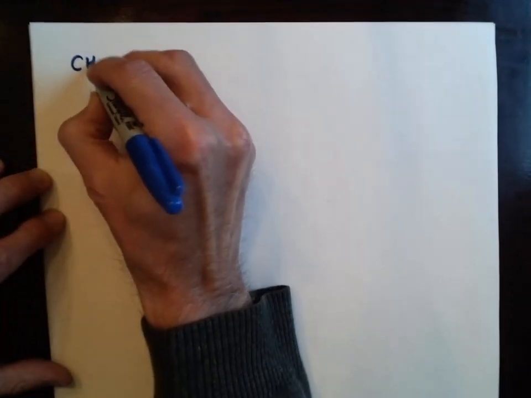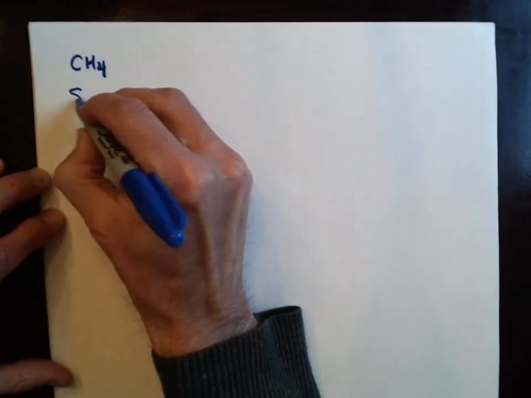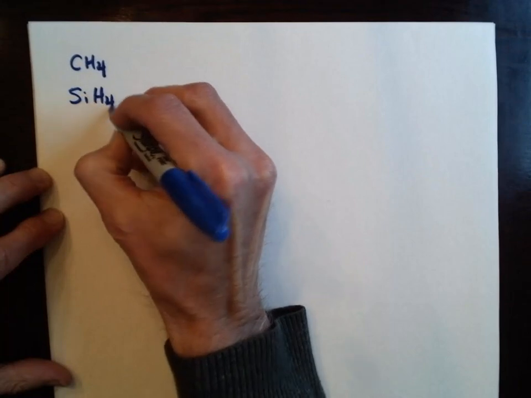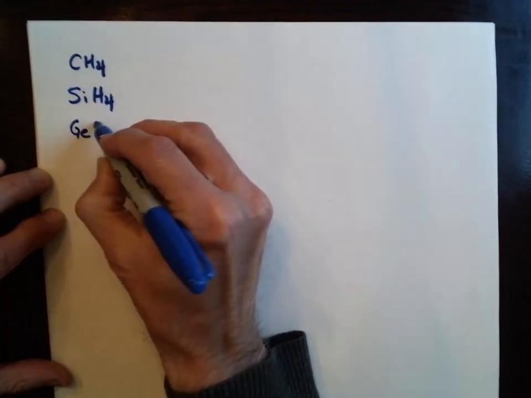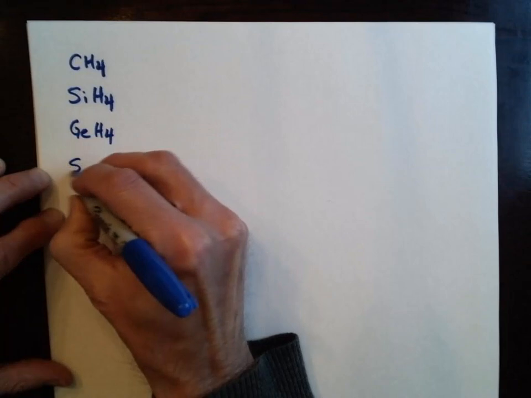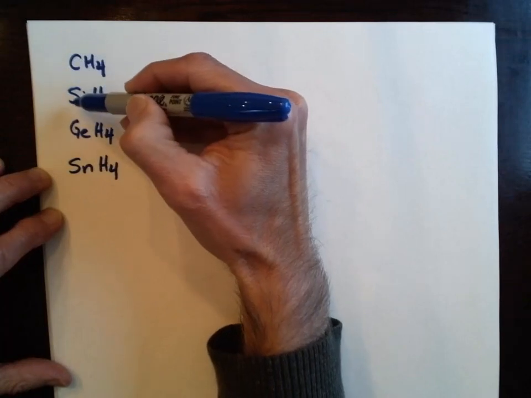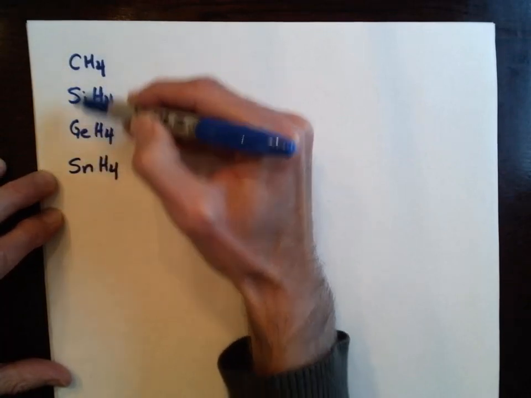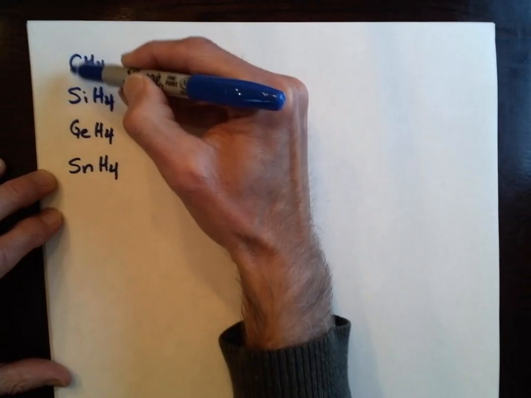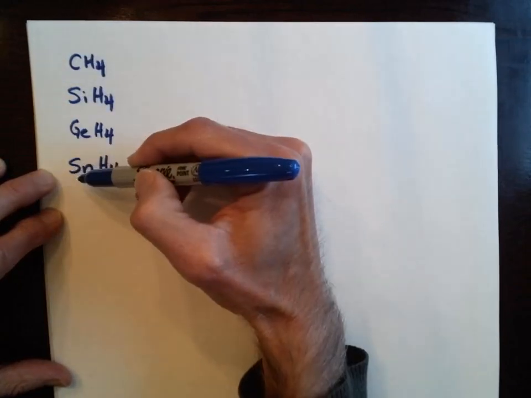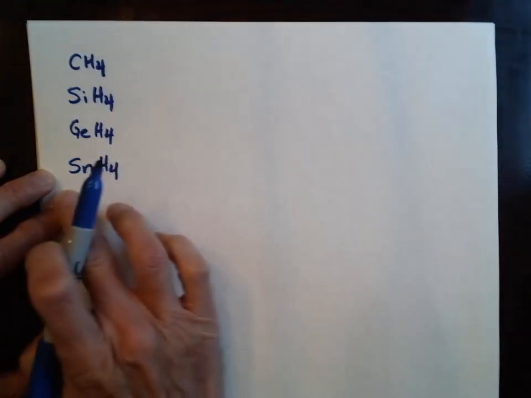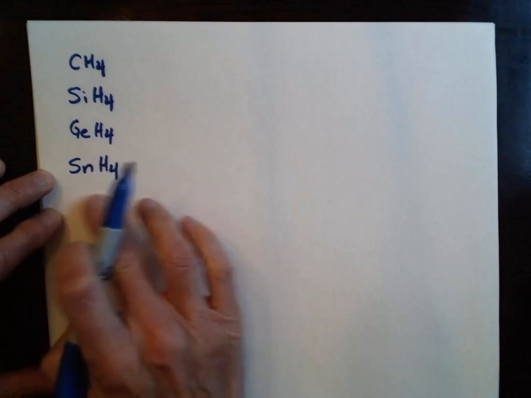All right, we are going to look at a series of substances. We're going to look at methane, silicon tetrahydride, germanium tetrahydride, and tin tetrahydride. Note all of these, carbon, silicon, germanium, and tin, are in the same column on the periodic table, so they belong to a family. So we're looking at a family of compounds here.